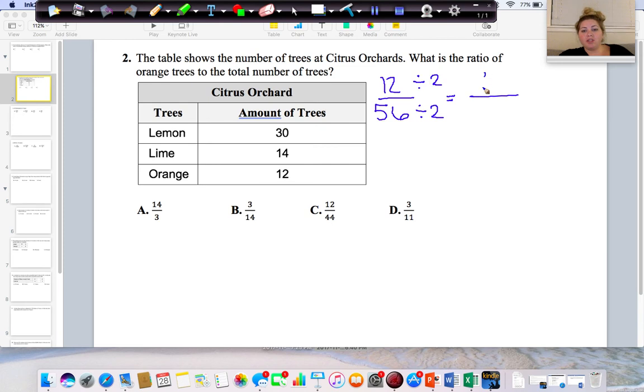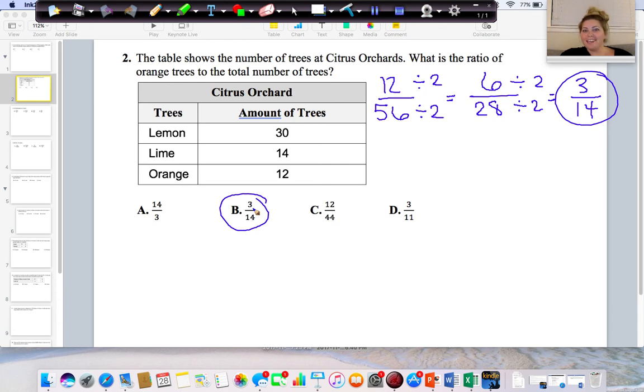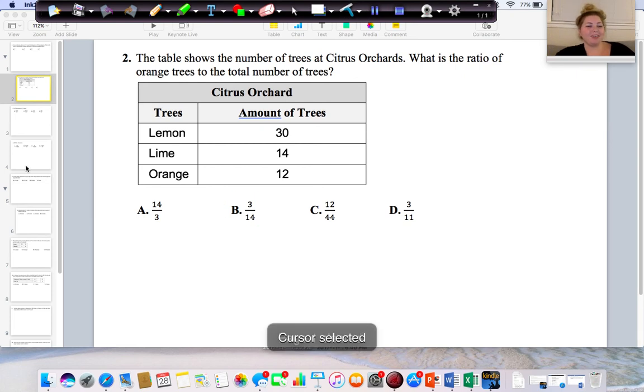Okay, 12 divided by 2 gives me 6, and 56 divided by 2 gives me 28. And again, these are both divisible by 2. 6 divided by 2 gives me 3, and 28 divided by 2 gives me 14. So 3 over 14. Now that is a correct answer, okay? But again, I would take 6 over 28 or 12 over 56. See, sometimes reducing comes in handy when it helps you figure out that you did some of the problem wrong. Okay, anywho, let's move on to the next one.